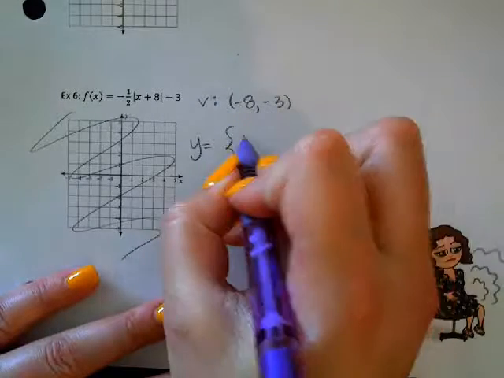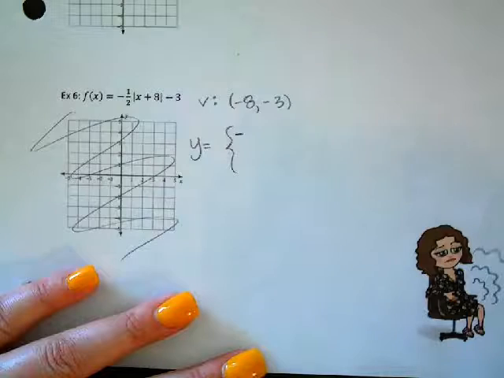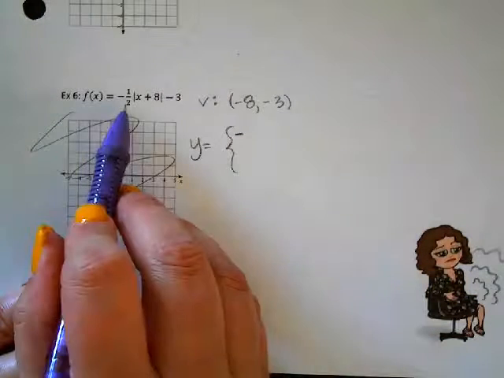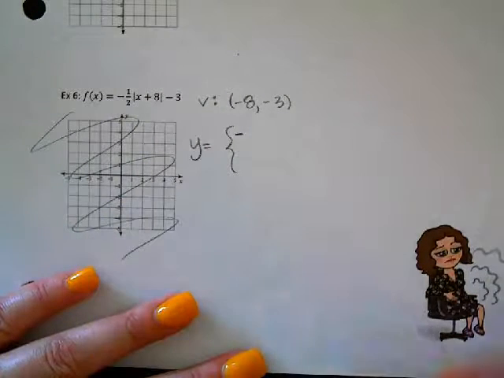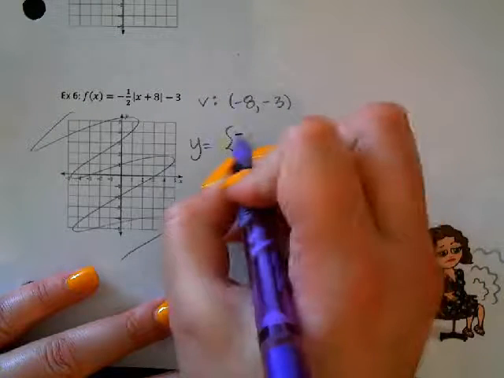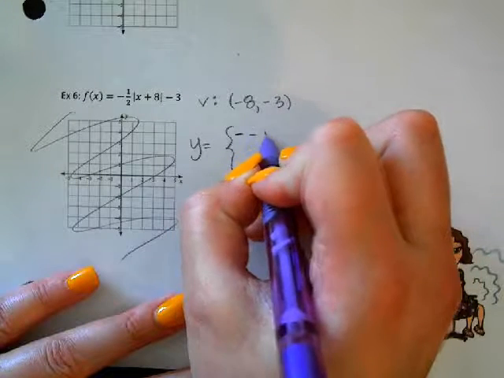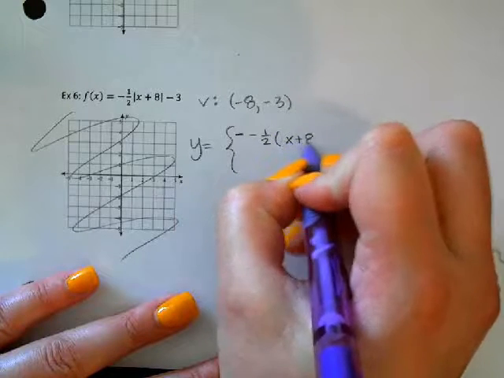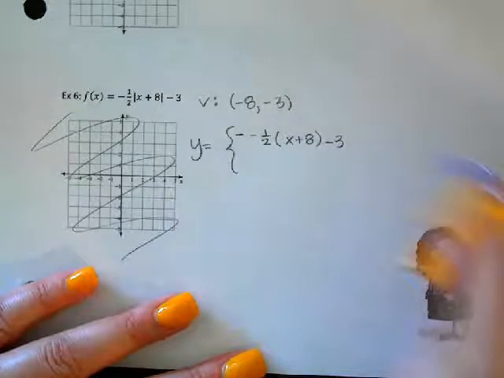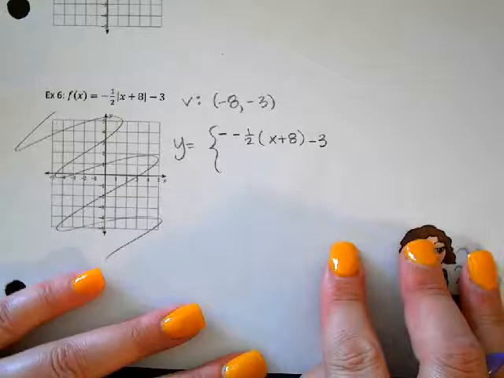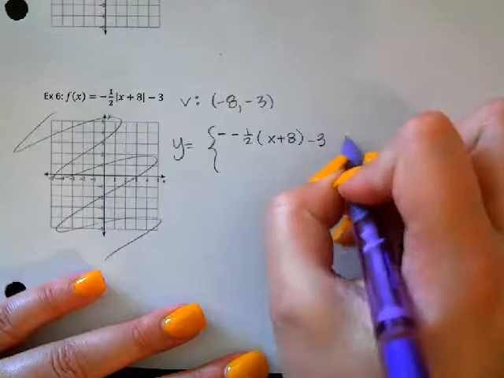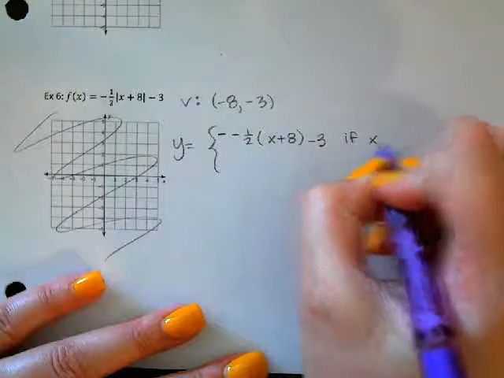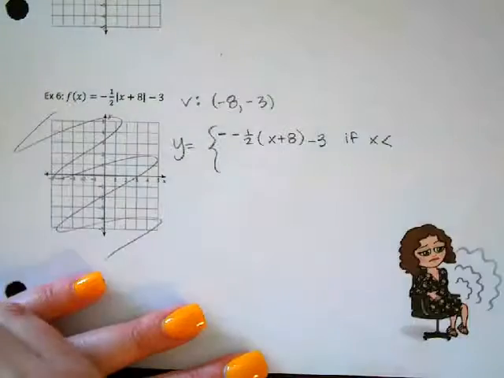So we're going to say the negative version. And then we're going to start writing the equation out. So the equation happens to already be negative. So now I've got the negative version of -1/2 x plus 8 minus 3. Okay? If x is left.